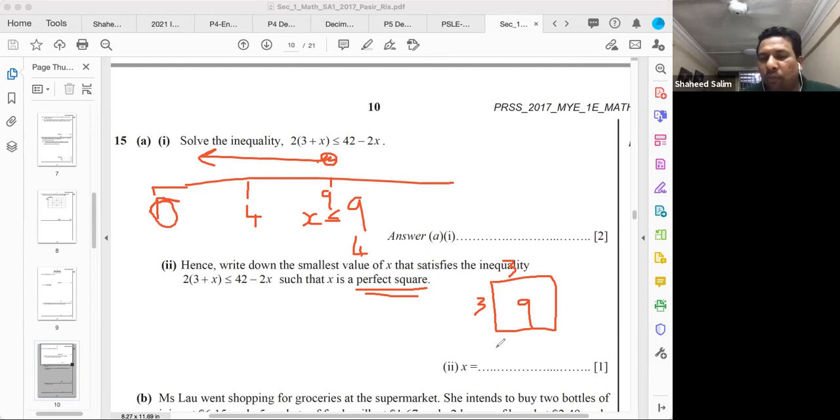So never mind, this one we'll come to later. But they say the smallest square is 9. I think they made a mistake. This one should be the biggest value, not the smallest value. For the biggest value, the answer 9 is correct. But anyway, never mind, don't worry about this one. We'll come to this another time. Okay, come to this one.